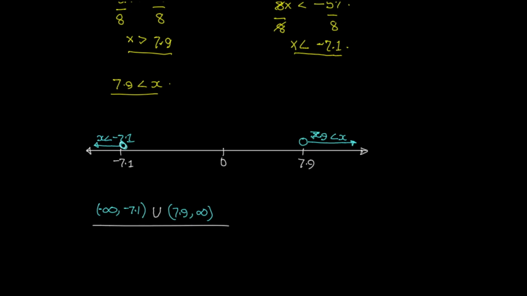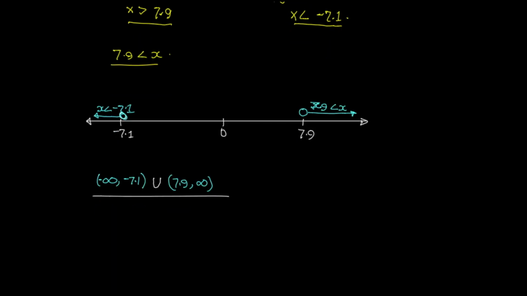And lastly, let's move to part D of the question. In part D, we have 4 − 2|2x + 1| is less than 5. So how do you solve this?